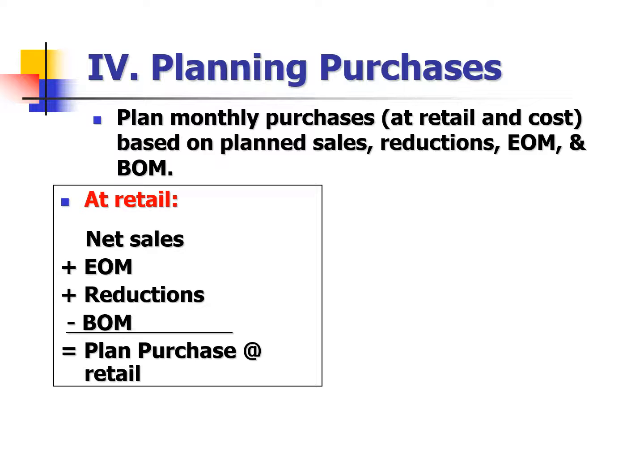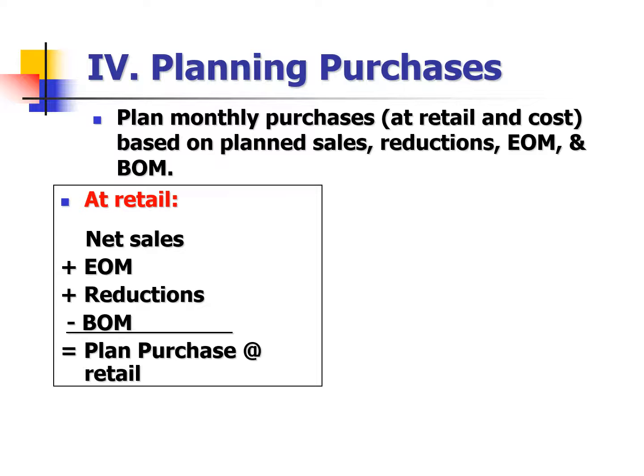If you think about it, sales, we need this much merchandise. EOM is what we need to leave the month with, so we obviously need this merchandise. Reductions is the amount by which the value of the merchandise is going to be reduced. So at the beginning of the month, we probably should have had this much more value so that we can afford to reduce the value of the merchandise, right? Then BOM is what we already had, what we started the month with. So the first three things, sales, EOM, reductions, are what we need, and BOM is what we already had.